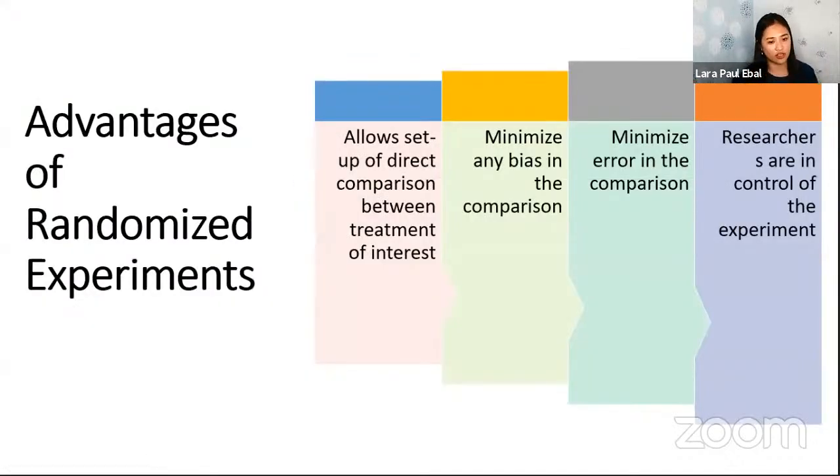So we have these advantages of randomized experiment. Number one, it allows the setup of direct comparison between treatments of interest. So, direct comparison. Next, minimize any bias. So na-minimize natin yung bias. Why? Because we conduct randomization. Next, we minimize the error. Actually, this is because of the experimental error or the replicates. Now you try to have more replicates or experimental units, okay, to minimize the error. And then another is that the researchers are in control of the experiment. Again, you should have a good background para ma-control mo yung other factors that can influence the outcome.